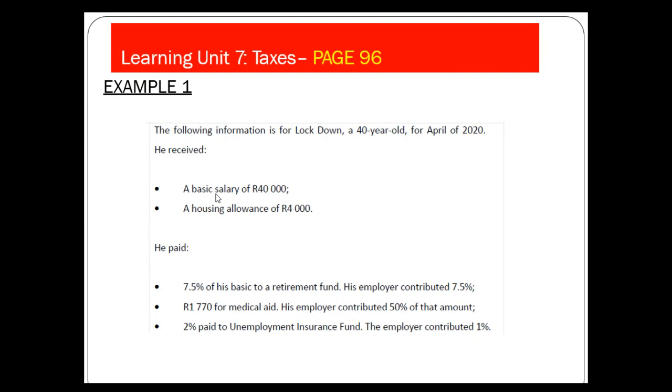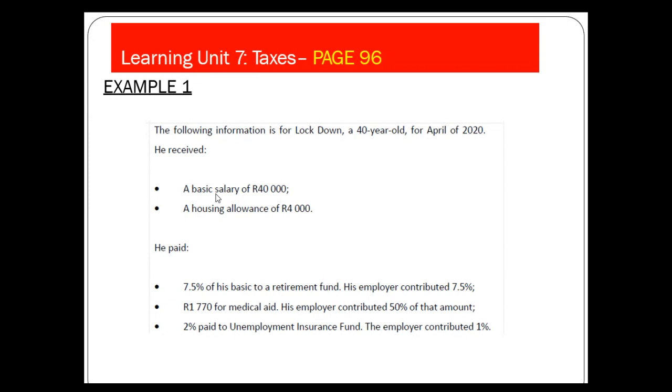He paid the following. He paid 7.5% of his basic to a retirement fund. Let's call this retirement fund like a pension fund. And his employer contributed how much? 7.5%. He also paid 1,770 for medical aid. His employer contributed what? 50% of that amount. In the fund, 2% was paid to UIF, meaning 1% from the employee and 1% from the employer. Let me explain this, or let me state this.